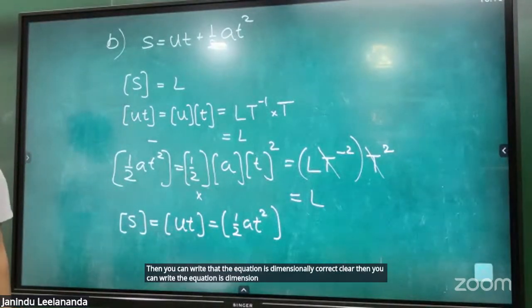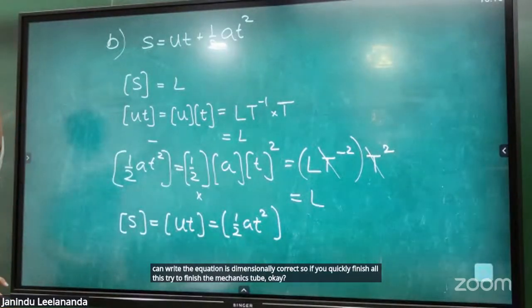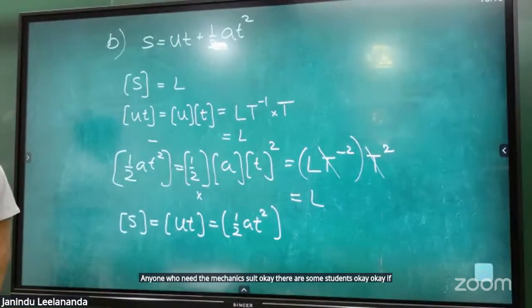So if you quickly finish all these, try to finish the mechanics tute. Anyone who needs the mechanics tute? Okay, there are some students. If you have time, try to finish the mechanics tute also.